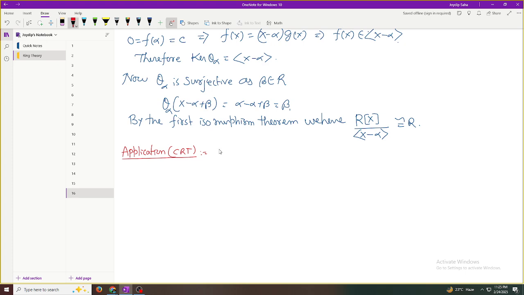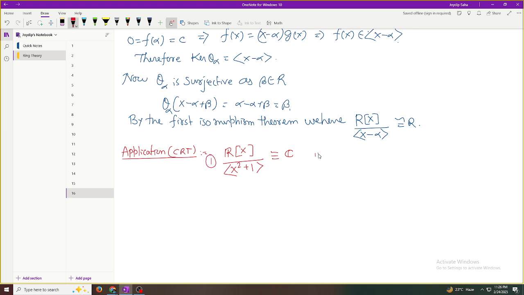Let R be the real field. You know that this R is the real field. I am not writing this. I just write Rx, the field of real numbers, quotient x square plus 1 isomorphic to C.